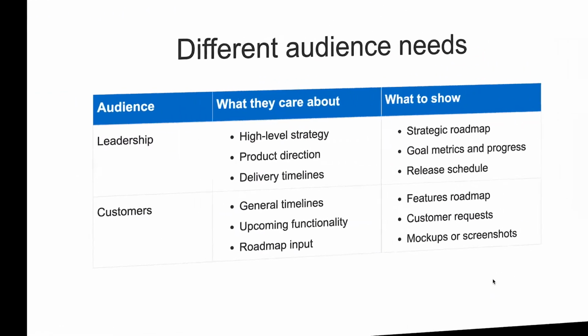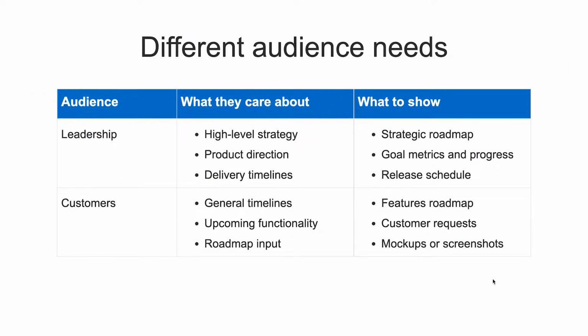Let's focus on the two audiences we're talking to today. This can be really helpful to draw up just a simple table to compare your audiences and what they care about and what views help communicate to those audiences best. In this case, we've got leadership. They tend to care about high-level strategy, about the direction of your product, and about delivery timelines. So are you on track to deliver your strategic vision on plan and on budget?